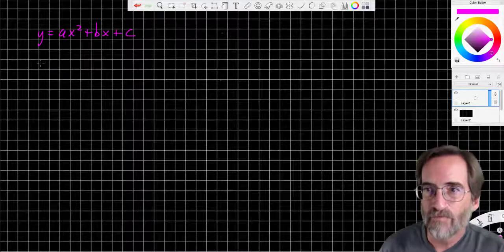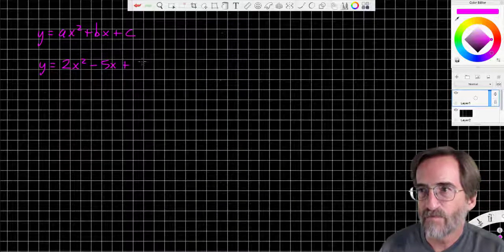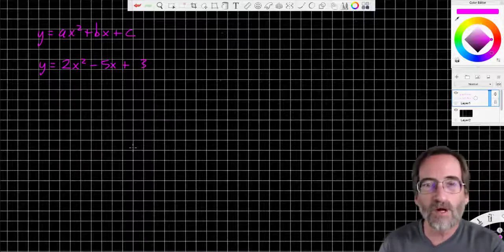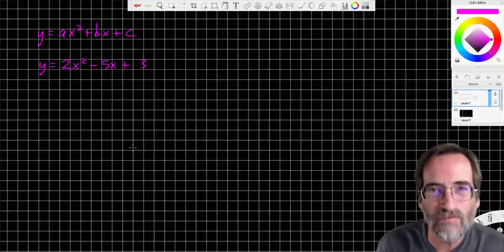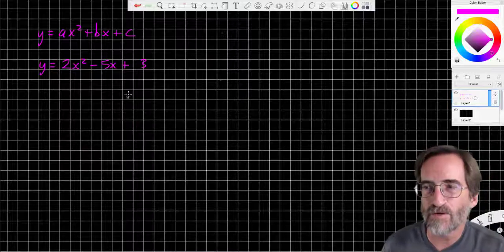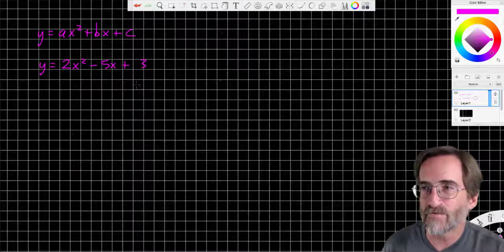Here's an example. Y equals 2x squared minus 5x plus 3. And I'm just going to walk through the steps. I'm not going to give a whole lot of detailed explanation. This is meant to kind of introduce you to what you're going to learn and hopefully clarify some things. You can revisit this recording after you go through the lesson as well.